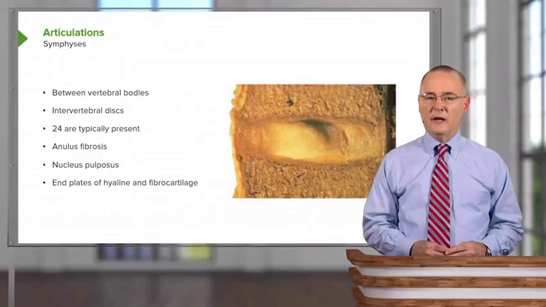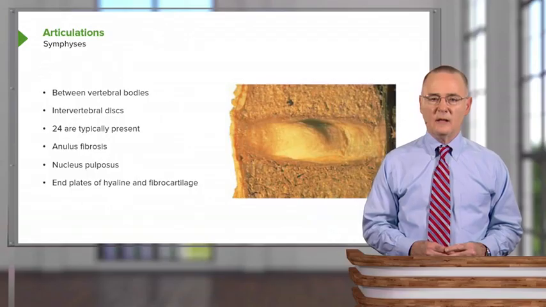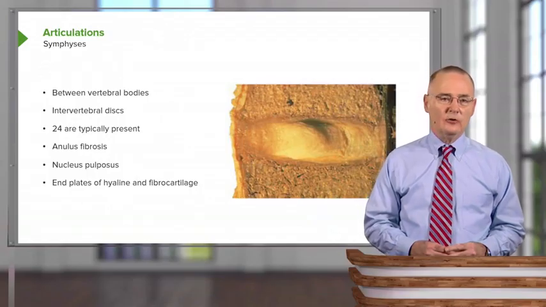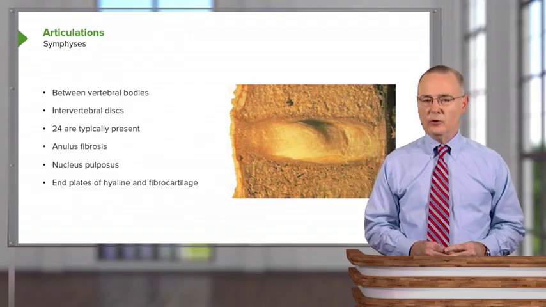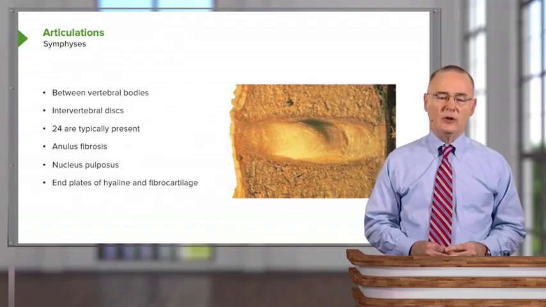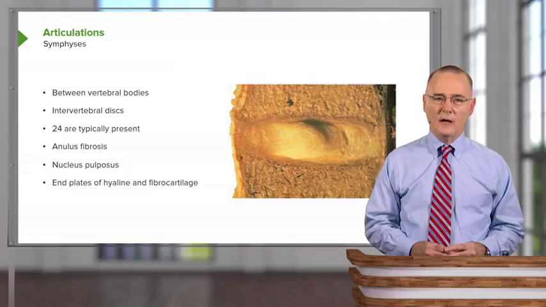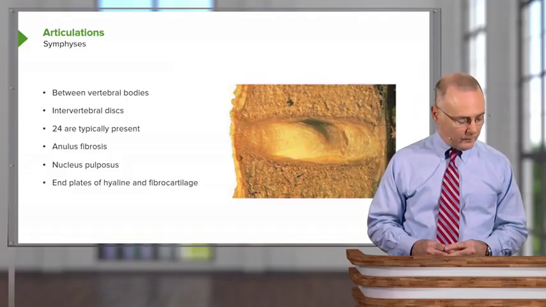24 of these are present within the vertebral column. You do not have one between C1 and C2, nor do you have intervertebral discs arranged within the sacral region, nor the coccygeal region. So you'll have 24.